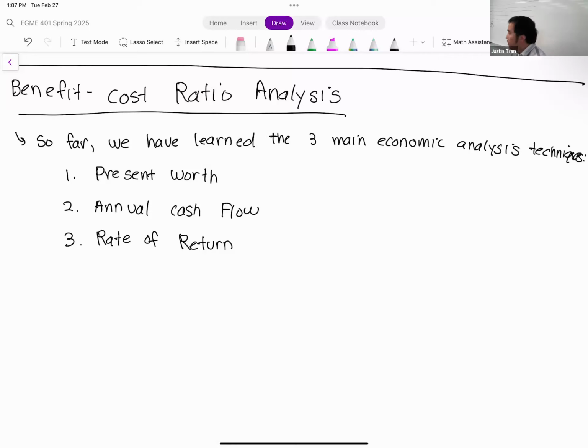The idea of the time value of money, the idea of converting between different types of cash flow, the idea of an amortization table, quantifying loans, and then the idea of interest rates and rate of return. So these three things together, at this point we have a pretty good picture of the foundation of economic analysis in general. A lot of textbooks and classes in engineering economics would focus first on those three techniques.